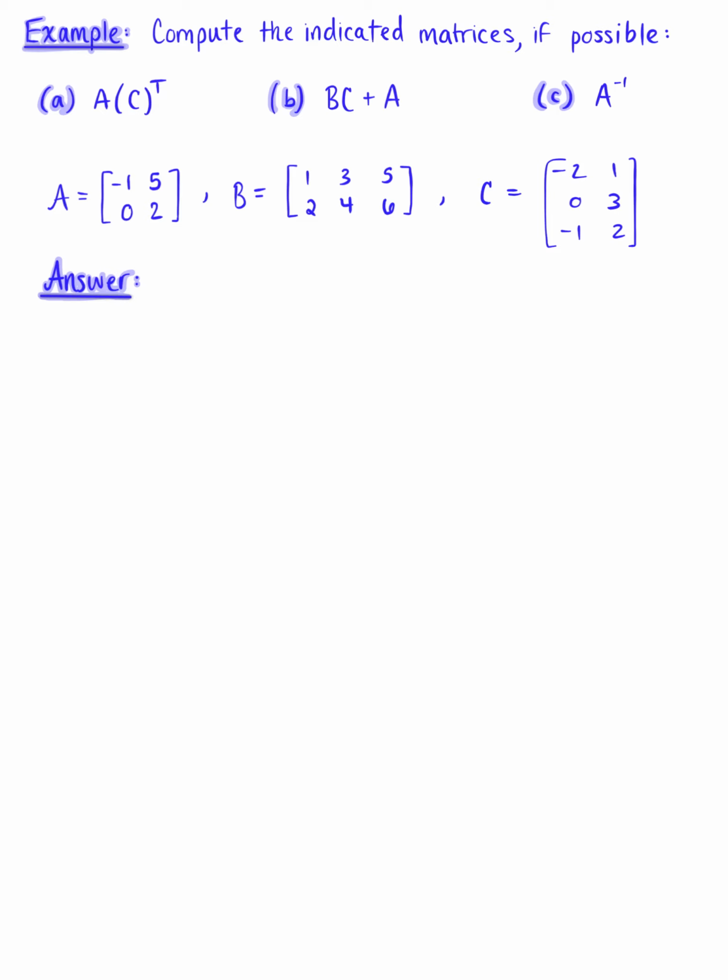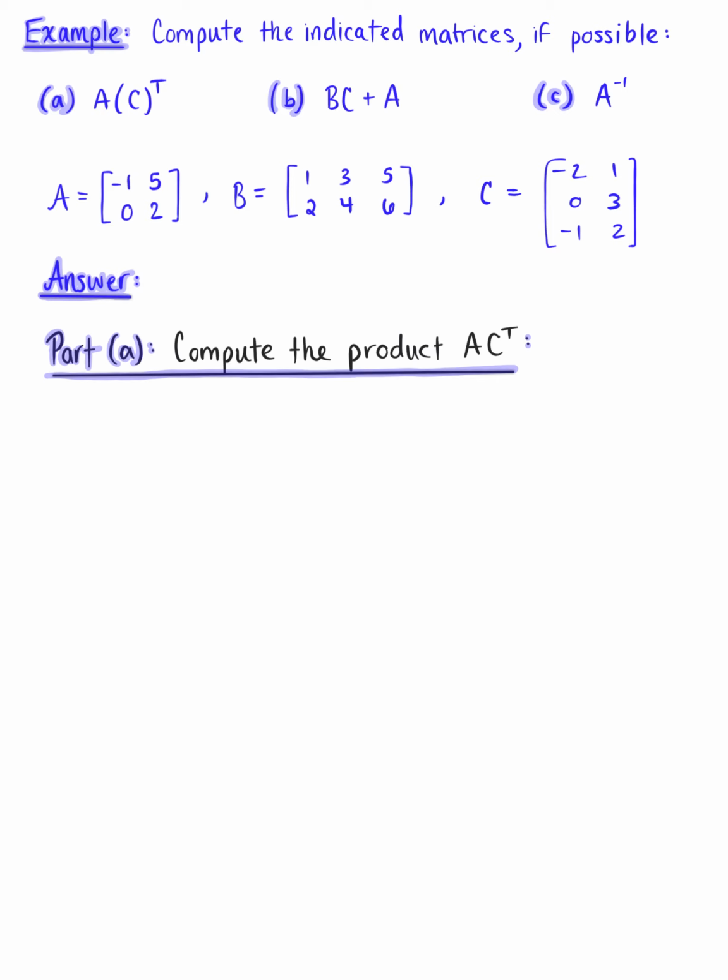Compute the indicated matrices if possible. Now we have three parts here. So in part A, we want to find the product of matrix A with the transpose of matrix C. So we can see that matrix A is a 2 by 2 matrix.